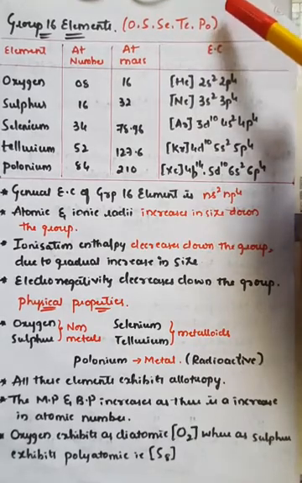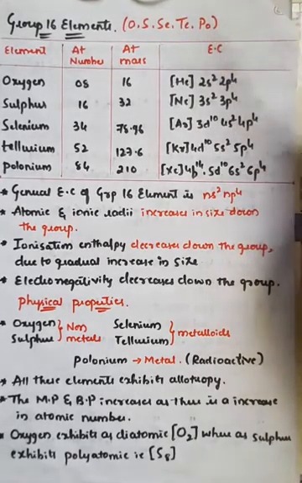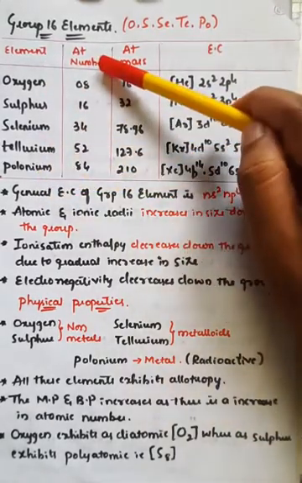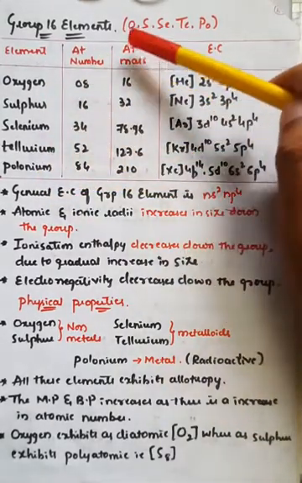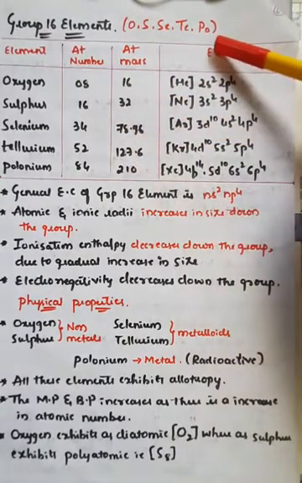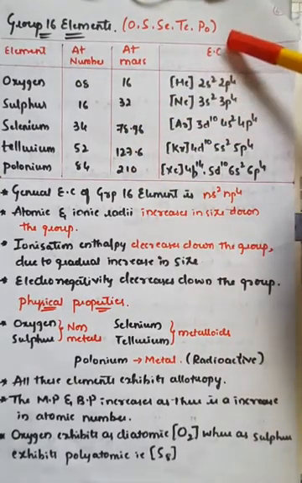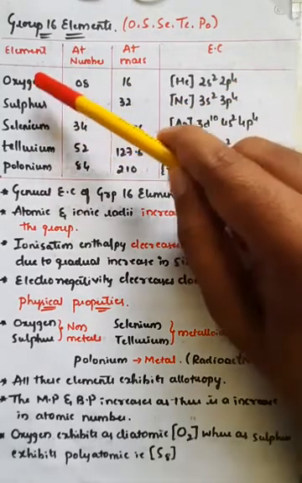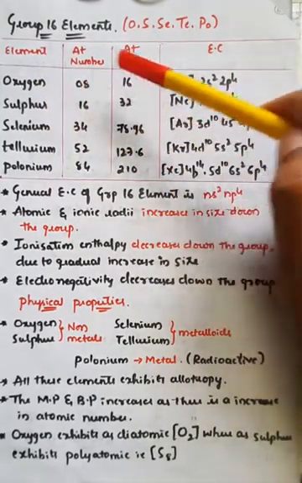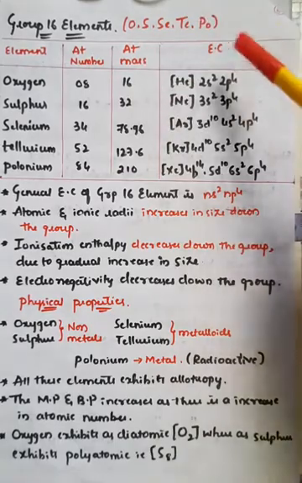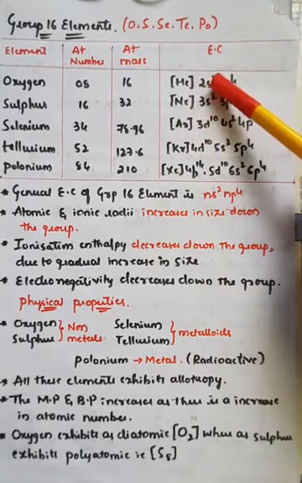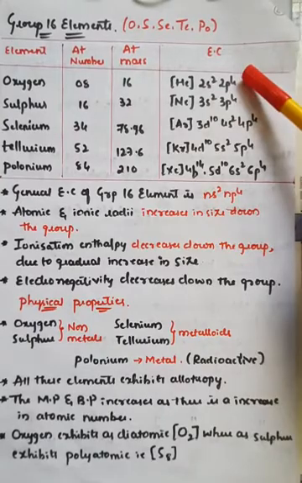So similar to the 15 group elements, here also I have made 4 important columns. In the first column I have written all the elements. Second column, the respective atomic number as well as atomic masses, and further if you observe here, you can see the electronic configuration of the different 16th group elements, right? So oxygen atomic number is 8, atomic mass is 16, and the nearest noble gas is helium, and it has 2s2 2p4 outermost electronic configuration.